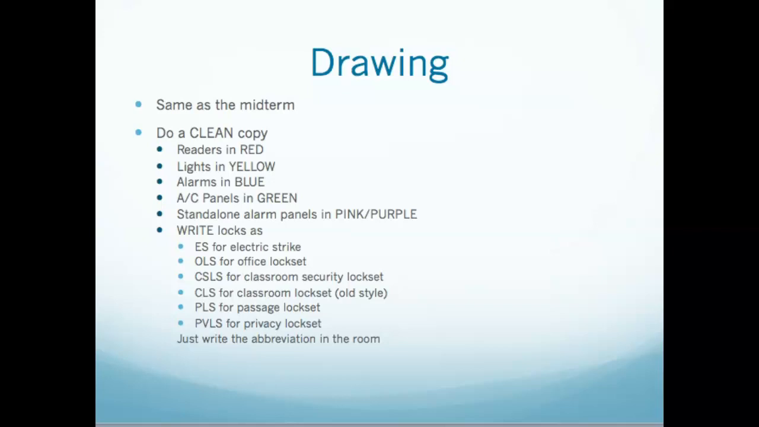And the key is provided for you. The readers will be in red, lights will be in yellow, alarm points in blue, access control panels in green, and standalone panels if you use them in pink or purple. It's kind of hard to see the difference in the two of them, quite frankly, so use either one.